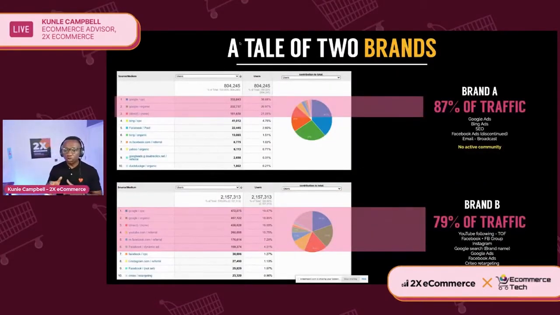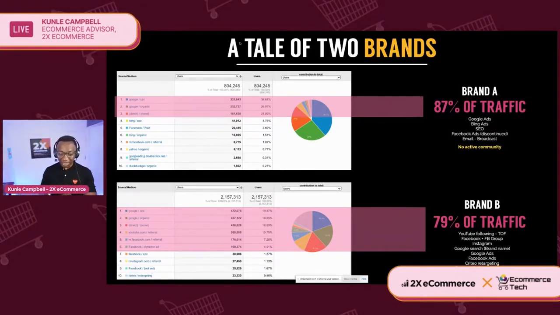Okay, so this is a tale of 2 brands. The first brand, I have access to their analytics, so I'm not going to mention any names. But the first brand, if you notice, gets about 87% of its traffic from paid advertising. Its paid advertising channels are Google AdWords, Bing Ads, a bit of Facebook ads, but they discontinued it because it was not really working for them. And they did a lot of SEO. So in other words, they're chasing demand. They're not necessarily building brand equity. They're just chasing search traffic that matches the products they sell.